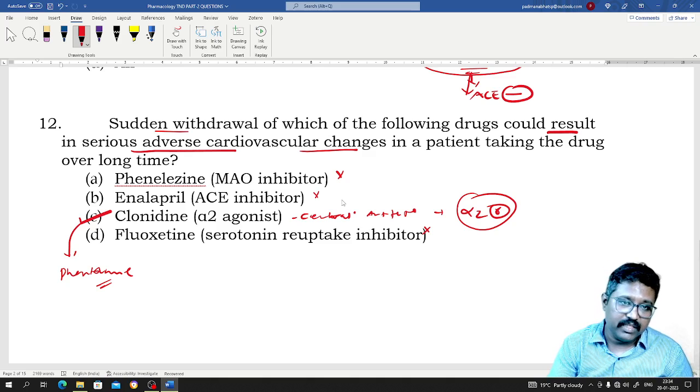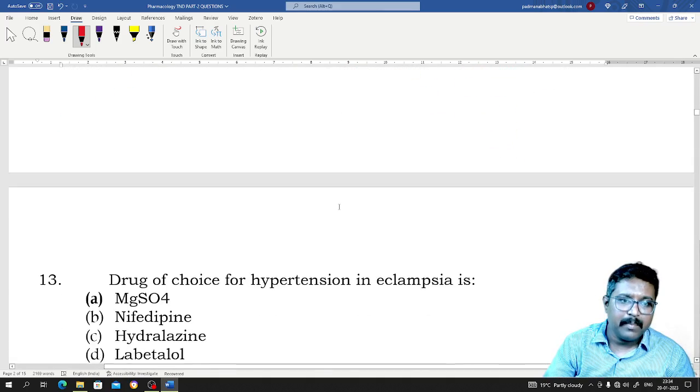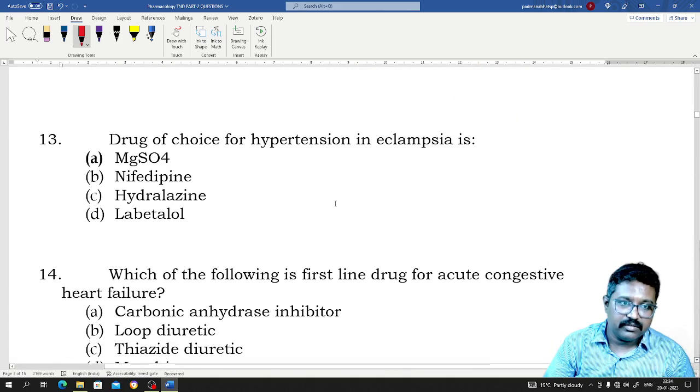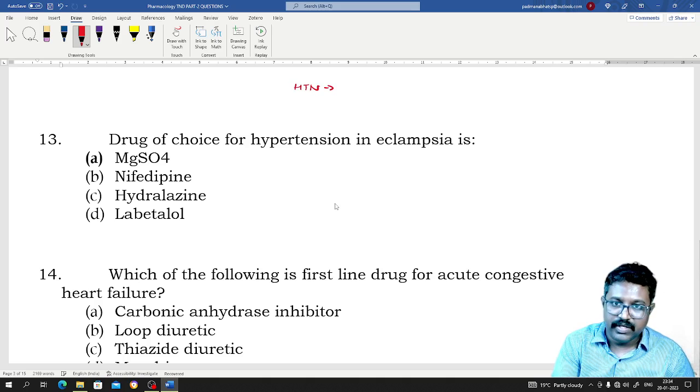To overcome the withdrawal symptoms of the clonidine. So next we have a drug of choice for hypertension in case of eclampsia. So the books will say that in case of hypertension, what will be the drug of choice? It is your thiazides. So what happens in case of emergency? Emergency there it is calcium channel blockers, but JNC criteria says that nitroprusside.